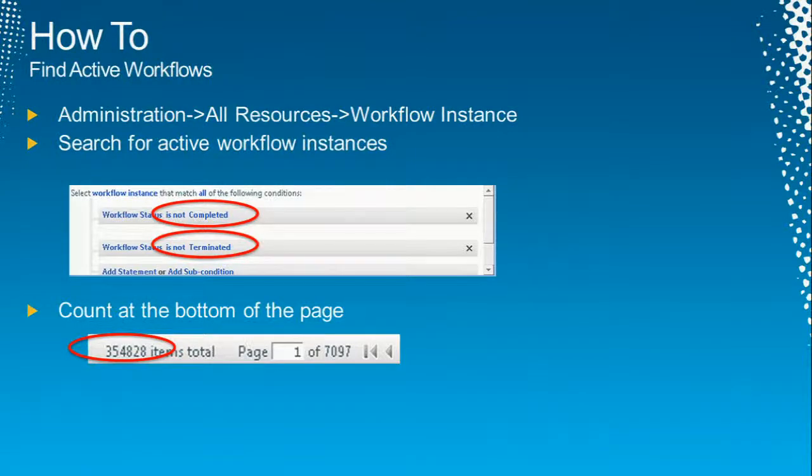It will not isolate the active workflows. So what you need to do is actually create a filter on active workflows. And the way you do that is you look at the status. You say, is the status completed? Or is the status terminated? The difference between the two is terminated means that the workflow was shut down before it had completed or executed on its task. This will give you a total number of active workflows.